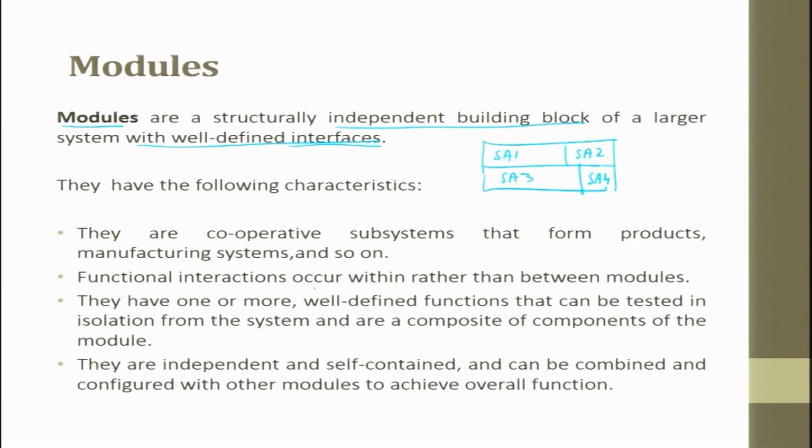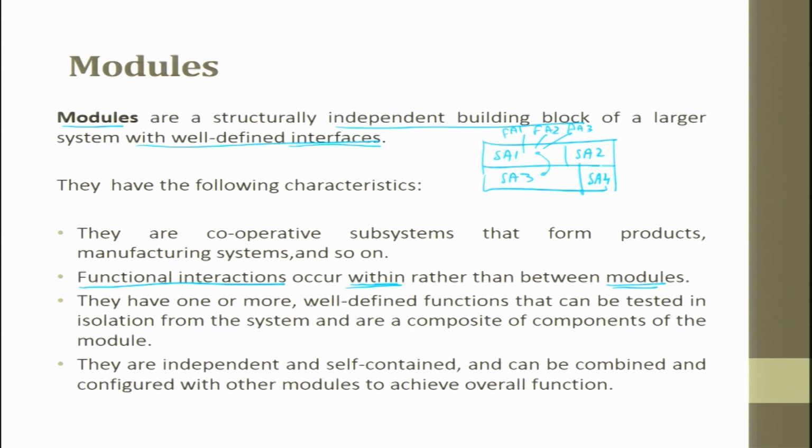Functional interactions occur within rather than between modules. Very important: functional interaction occurs within modules rather than between modules. So, one function should not be linked here and then here. You can have multiple functions, FA1, FA2, FA3, whatever it is, but all these things should get interfaced or integrated inside one subassembly.